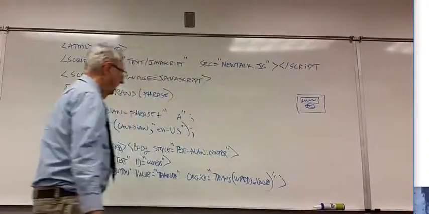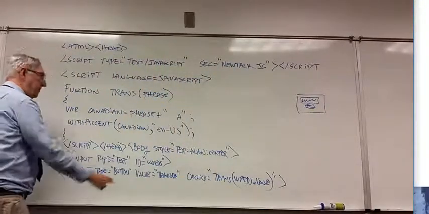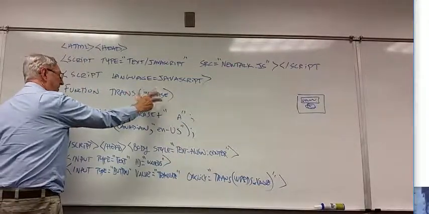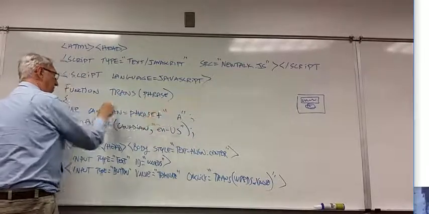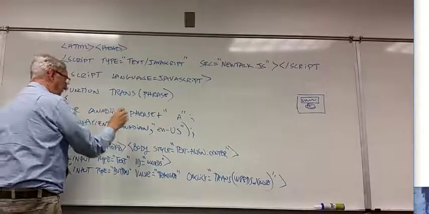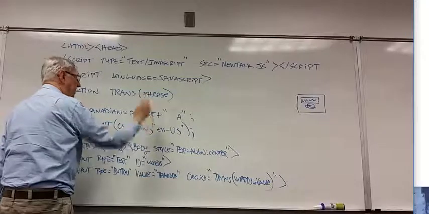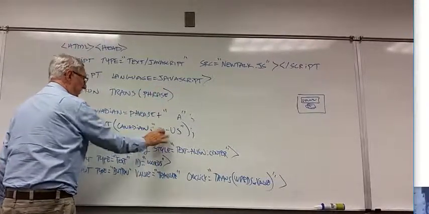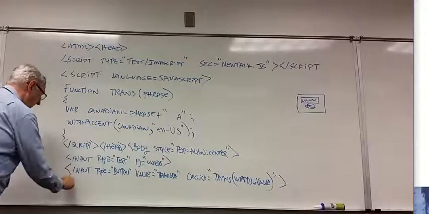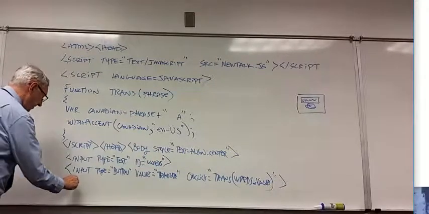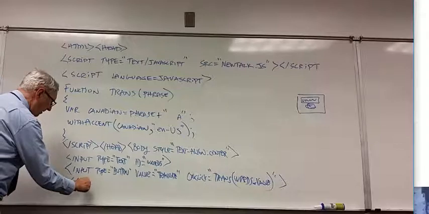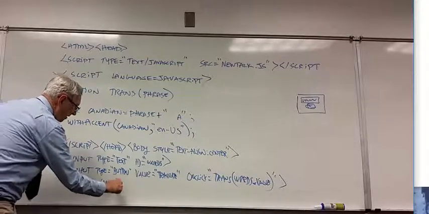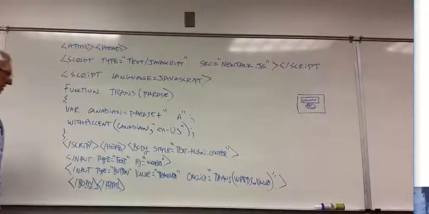That's it. So what that does is that when you press that button right there, these words get sent up to here and arrive here as phrase. And I take that phrase, add A to it, put it in Canadian. And then I take Canadian and I send it to the translator, to the speaker. Canadian plus what language I want it to be spoken in. And then I say slash body, slash HTML. There it is. That's it.